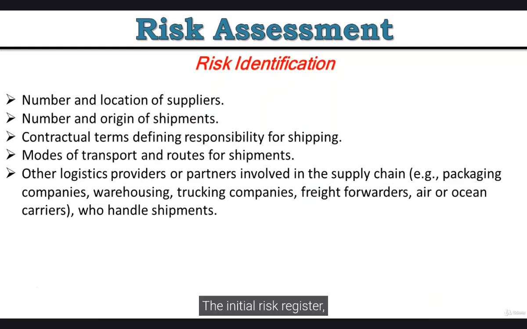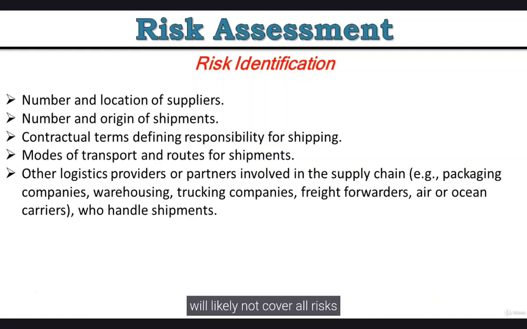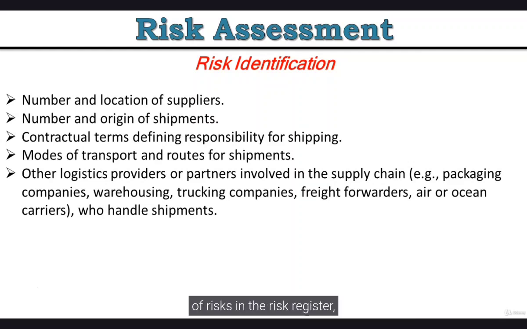The initial risk register, even if including all identified risks for mapped processes, will likely not cover all risks, or even all significant risks to the supply chain. It is just a starting point to identify relevant supply chain risks. Once the baseline risks are identified, the organization should periodically review the status of risks in the risk register, incorporating new risks as they develop and eliminating risks that are no longer relevant.